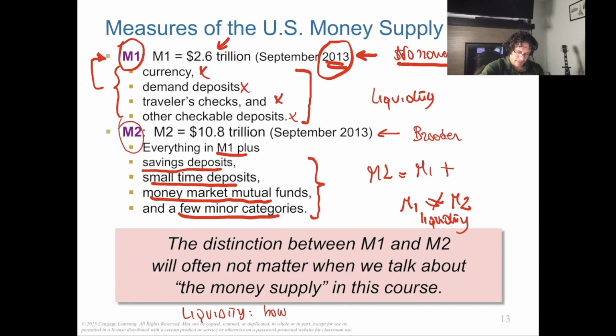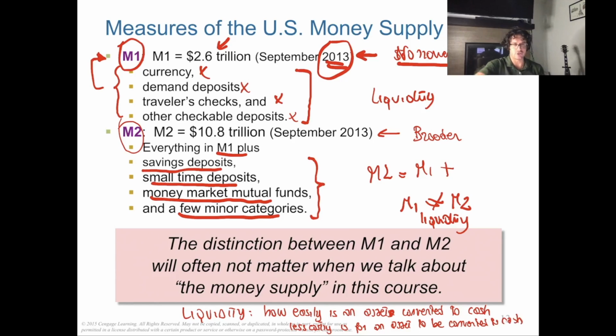Liquidity is, by definition, let me write it here, how easily an asset is converted to cash. It is just how less costly it is for an asset to be converted to cash in order to make transactions.